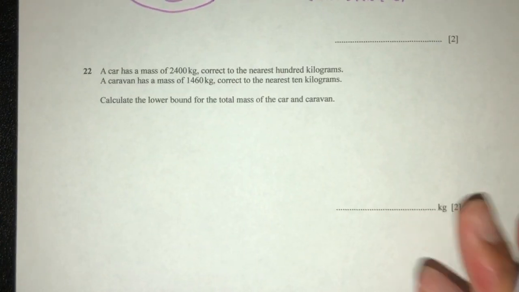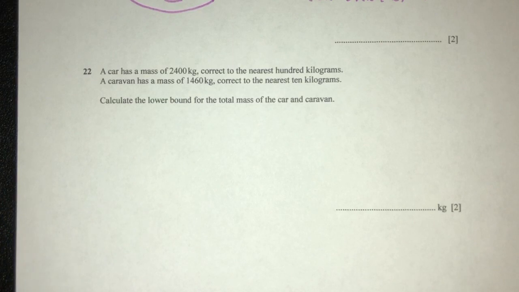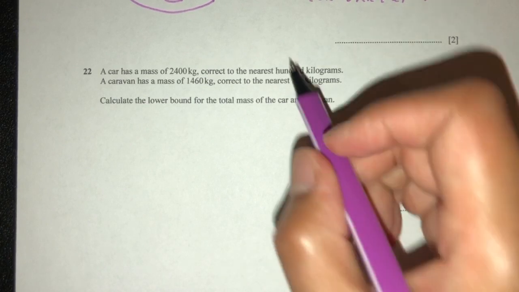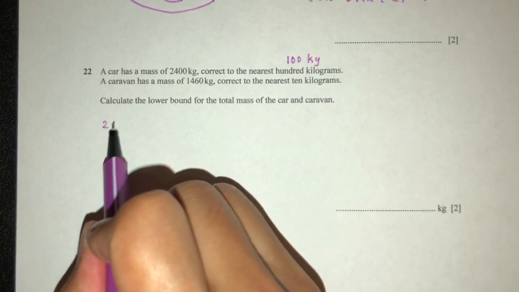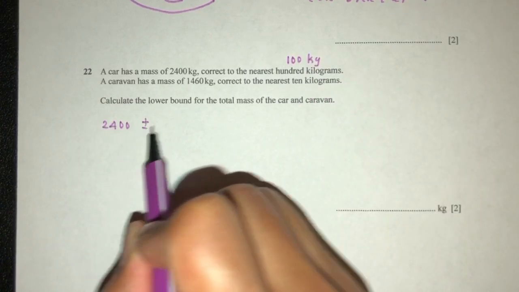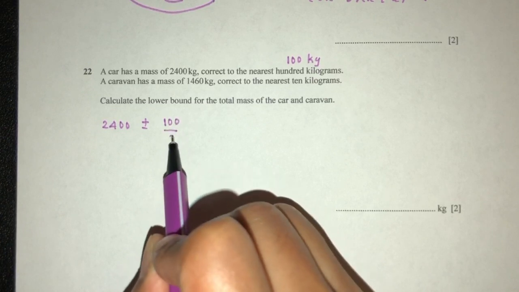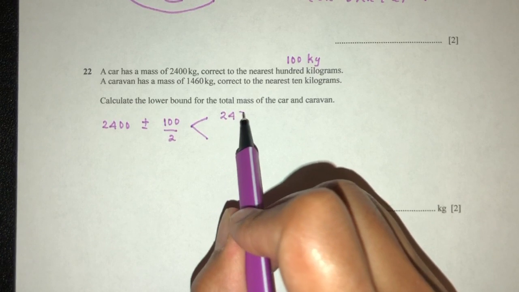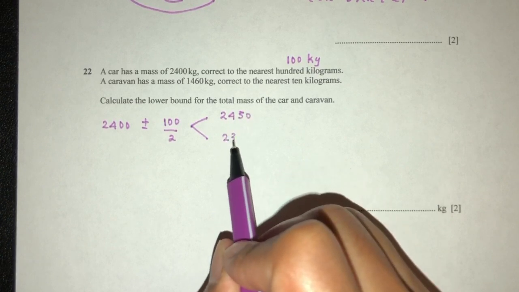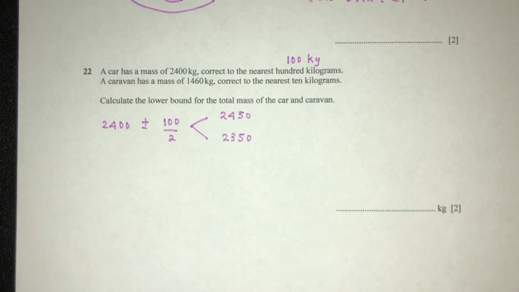Now let's move on to question number 22. A car has a mass of 2,400 kg, correct to the nearest 100 kilograms. That is 100 kg. As we know, that will be this plus minus 50. Upper bound, lower bound, that should be 2,450 and 2,350.